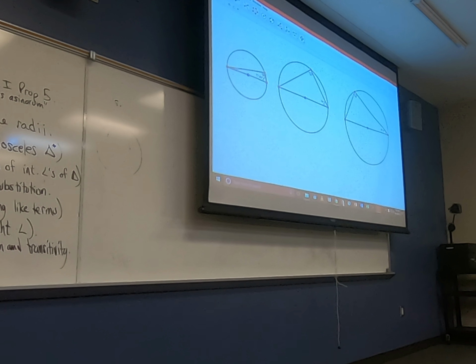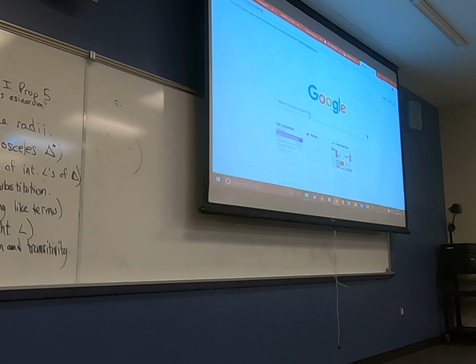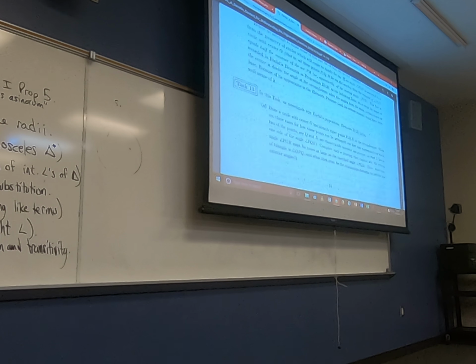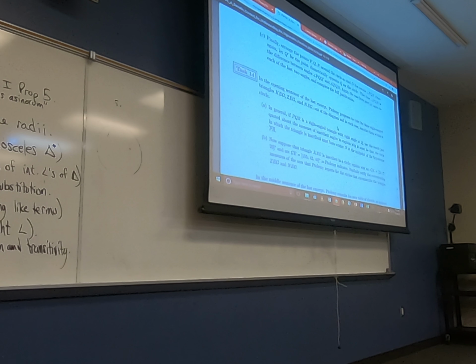And so what do they want us to do? Okay, so this is task 14. Ptolemy proposes to take the 3 right-angled triangles out of the diagram in each case and inscribe them in a circle. In general, if PQR is a right-angled triangle with right-angle Q, use the result quoted about the measure of inscribed angles. Explain why it must be that a circle in which the triangle is inscribed must have a center O at the midpoint of the hypotenuse.